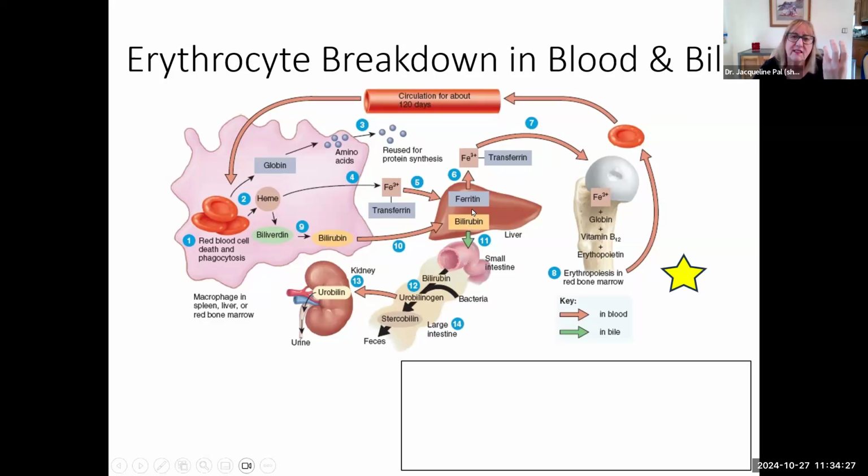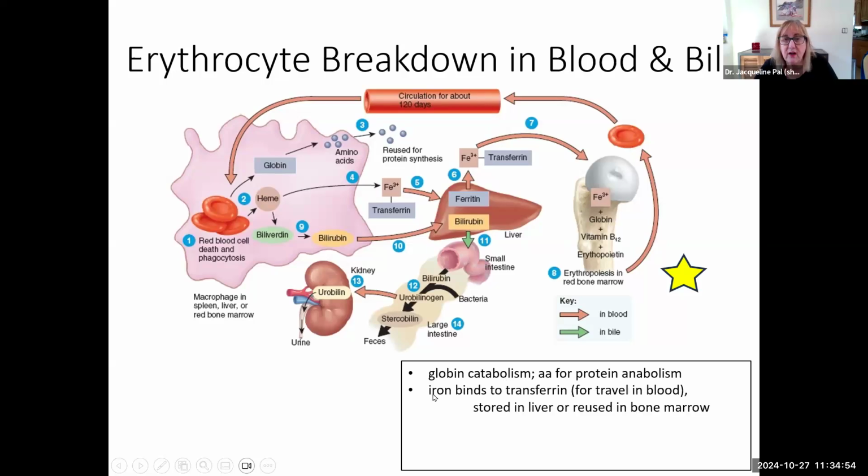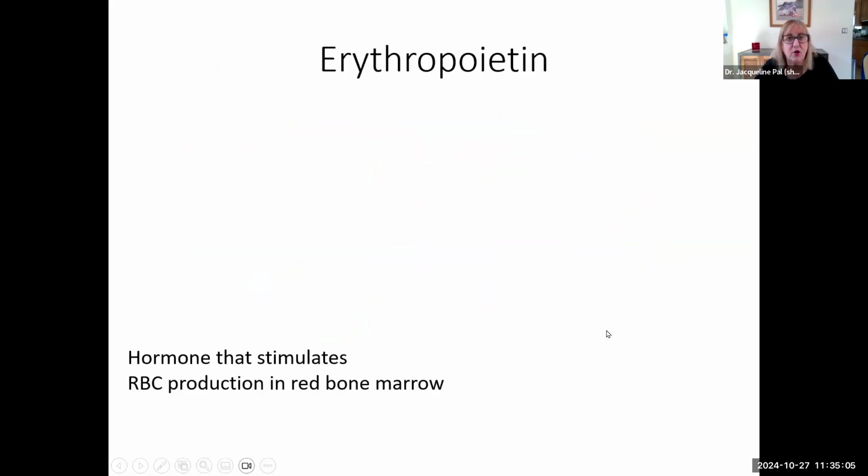And the bilirubin actually gets excreted from your liver into your small intestine, where it gets further broken down in your intestines. And this is what makes your feces look brown. And part of it gets reabsorbed and sent to your kidney. And this is kind of what gives your urine its yellowish color. Okay. So globin broken down for proteins, iron travels in the blood, stored or reused. The heme broken down leaves the liver and the bile, and eventually broken down to feces and urine.